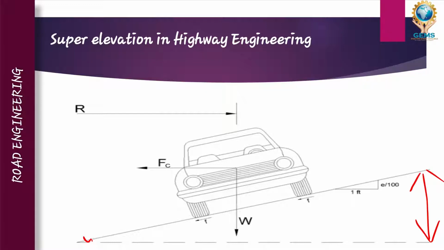When the outer wheels move on the outer curve, if there is extra elevation, it will provide safe movement on the curve, and the vehicle will move safely, and the driver will also be safe. So super elevation is provided in highway.